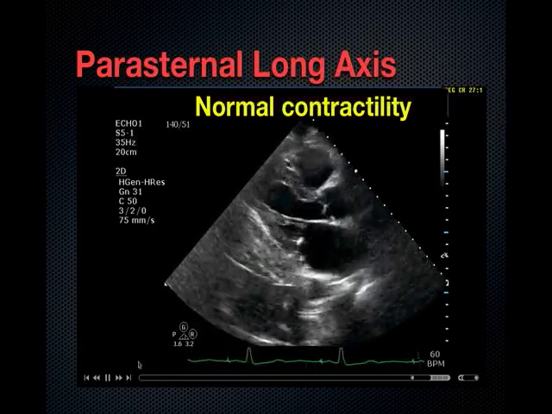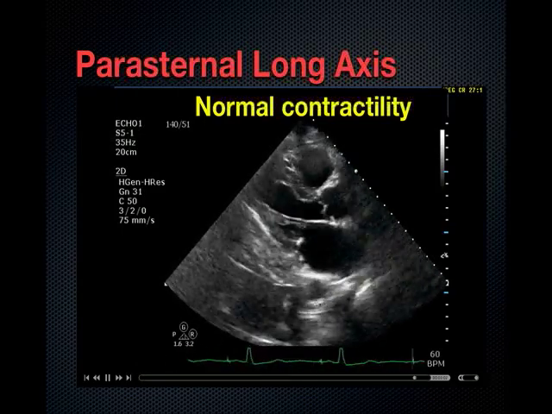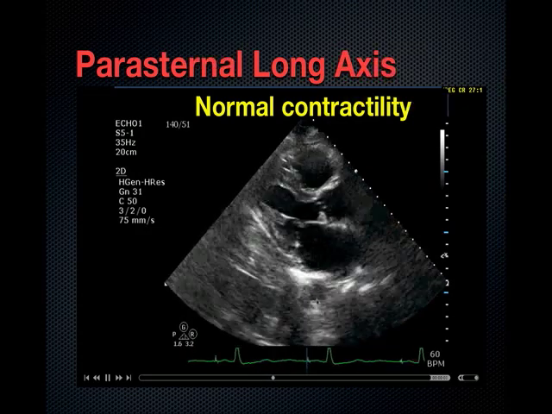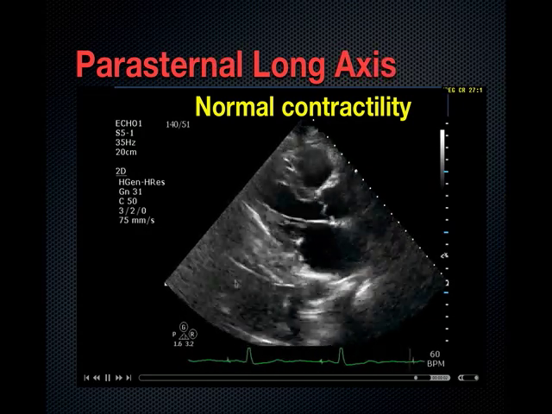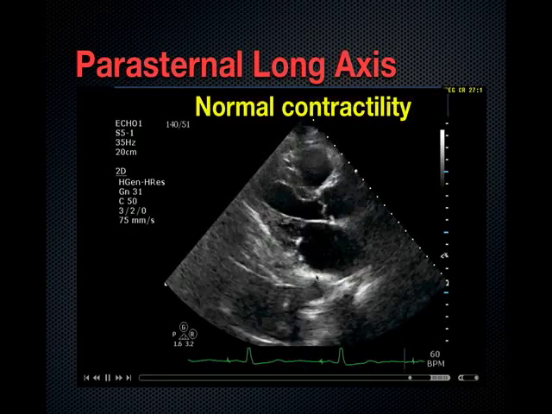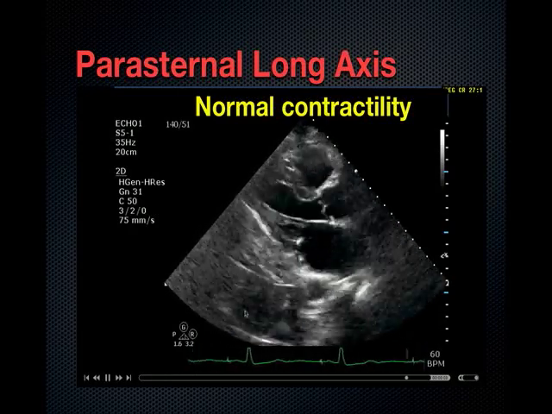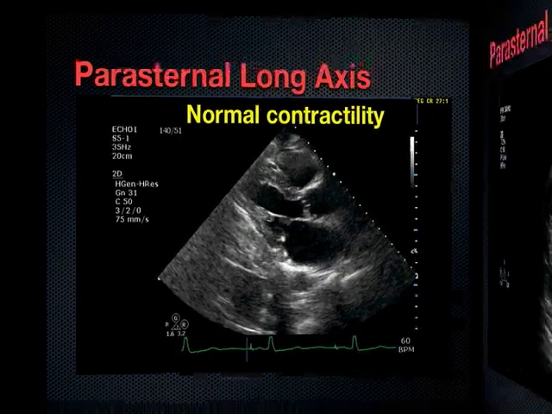So this is an important landmark right here, the descending aorta. If you have fluid in the pericardium versus in the pleural space, this is the dividing line. Pericardial fluid will go anterior to the descending aorta, and pleural fluid will be posterior to the descending aorta.